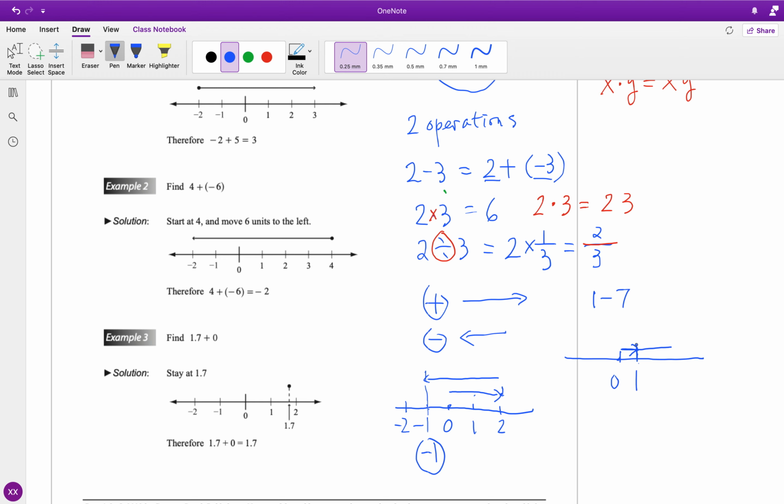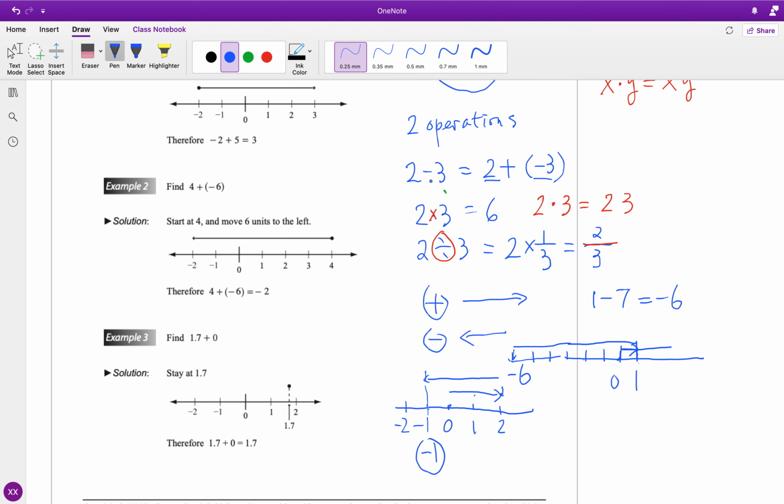And then I'm going to move to the other side because that's negative. I go negative 1, 2, 3, 4, 5, 6, 7. I go to the other side for 7. But however, this is a 1, so 1, 2, 3, 4, 5, 6. Here's a negative 6. Now the answer is negative 6. Where am I? I'm at negative 6.